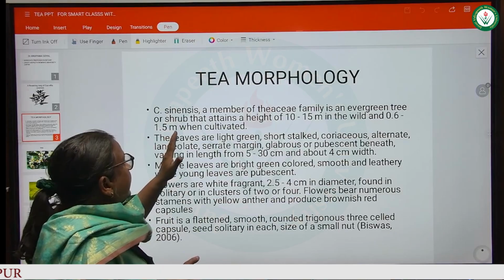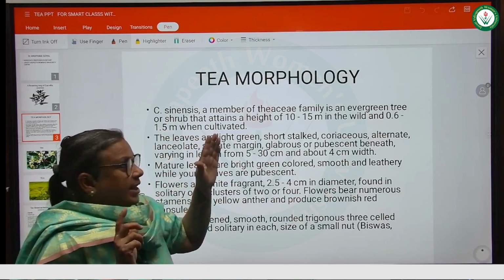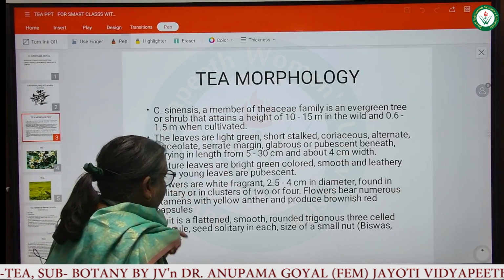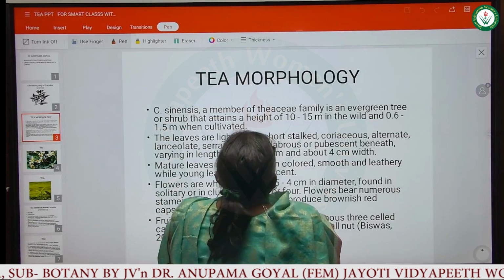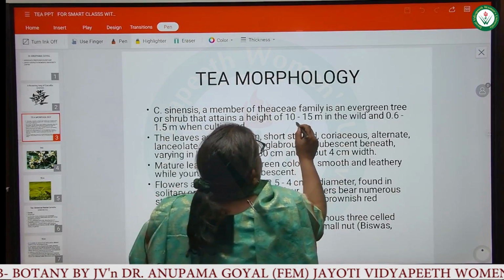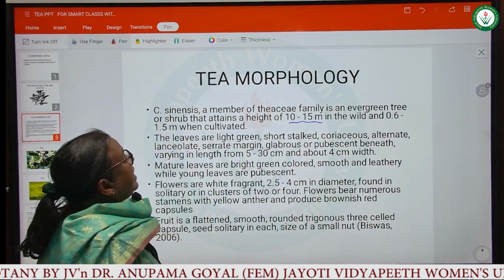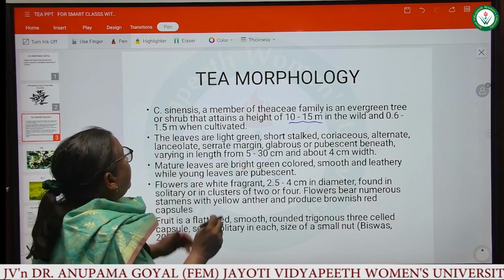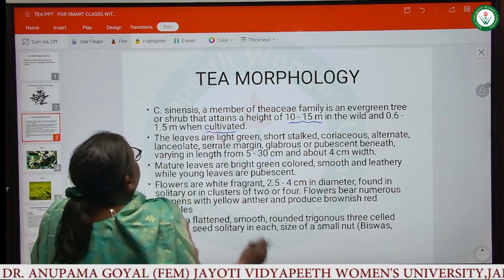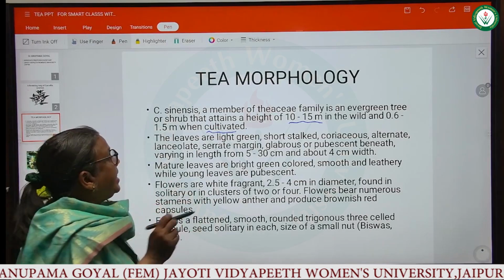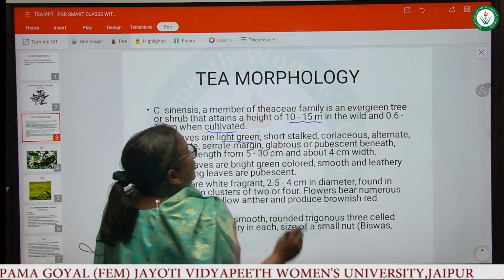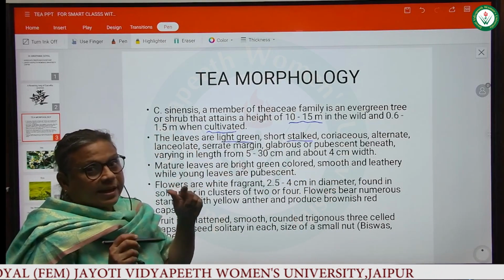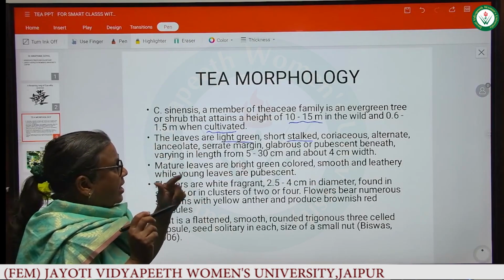Camellia sinensis, a member of the Theaceae family, is an evergreen tree or shrub that attains a height of 10 to 15 meters in the wild and 0.6 to 1.5 meters when cultivated. The leaves of tea are light green, short-stalked, coriaceous, and arranged in an alternate manner.